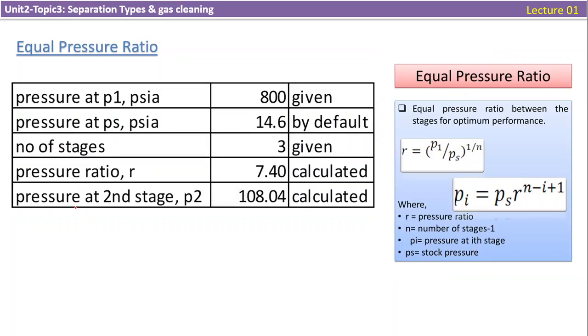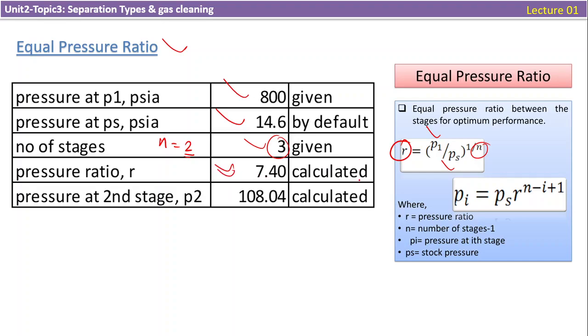So what are the different steps? First we have to go for the equal pressure ratio method. We have discussed earlier how to calculate the value. So the first step is to calculate the pressure ratio, which requires the pressure at first stage and pressure at stock stage, the stock pressure, and then the number of stages minus 1, that is the n value. So pressure at first stage P1 is given as 800, PS is given as 14.6, and n means number of stages, given as 3, so n is equal to 2 because it is 3 minus 1. So now we put all these values and we can get the value of R.